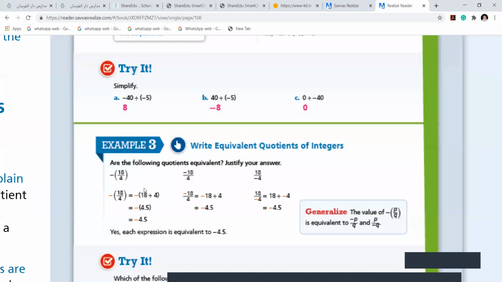Okay. Girls, do you know that 40 divided by 5 is 8? Yes, because you count. When you count till 40, you have 8 fingers. That is 8. 5 times 8 gives you 40. That's why 40 divided by 5 is 8. Now, why this is positive 8?